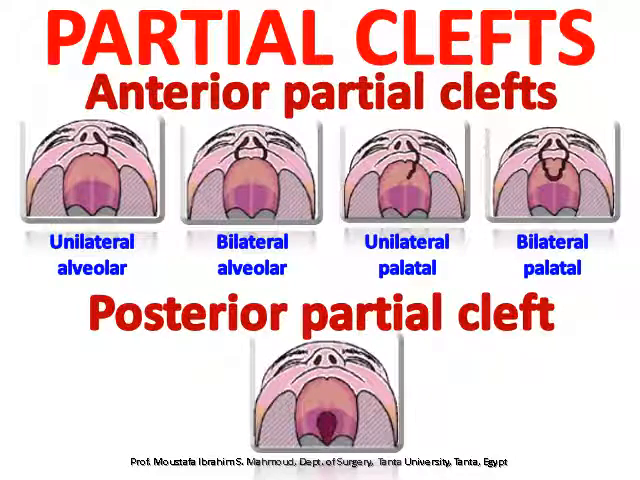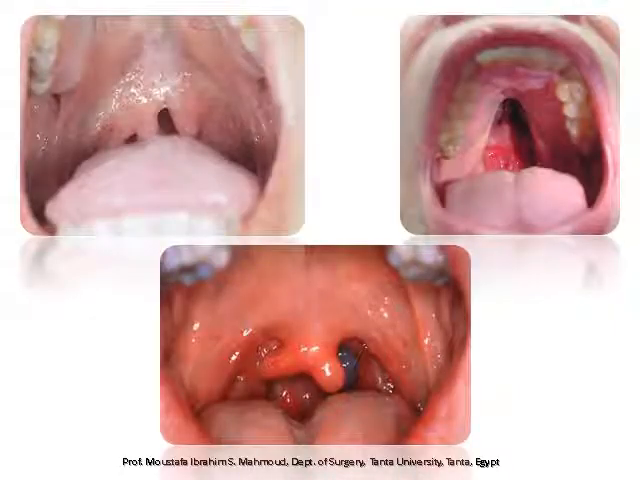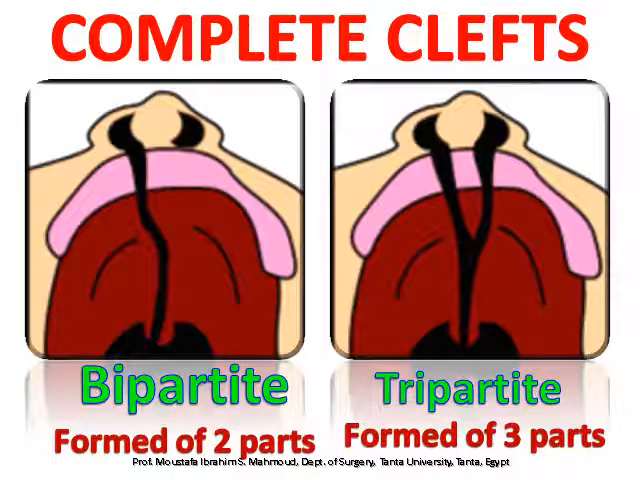Partial clefts: anterior partial clefts, unilateral alveolar, bilateral alveolar, unilateral palatal, bilateral palatal, posterior partial cleft. Photographs of cleft palate. Complete clefts, bipartite or tripartite. The bipartite is formed of two parts. The tripartite is formed of three parts.